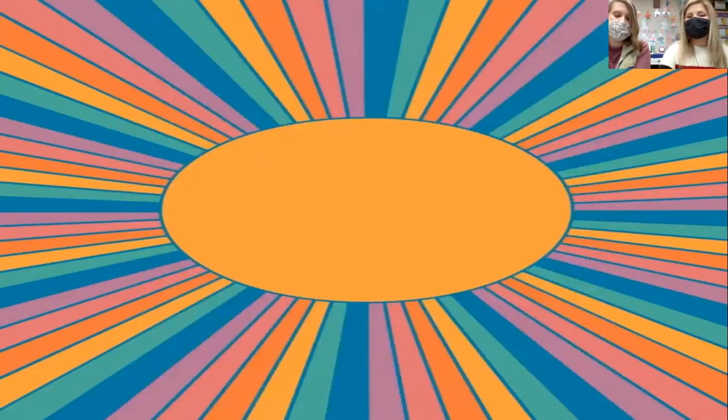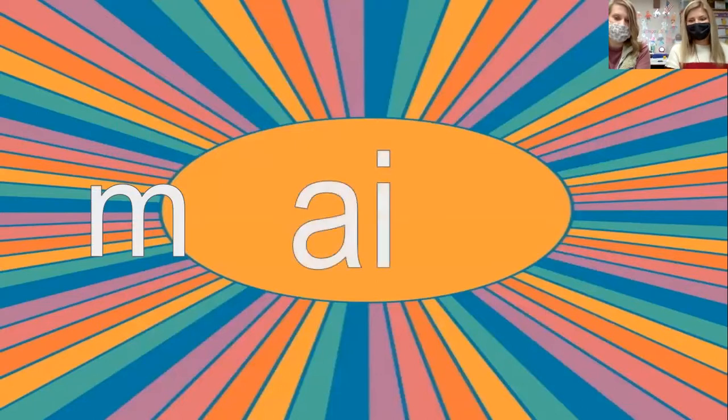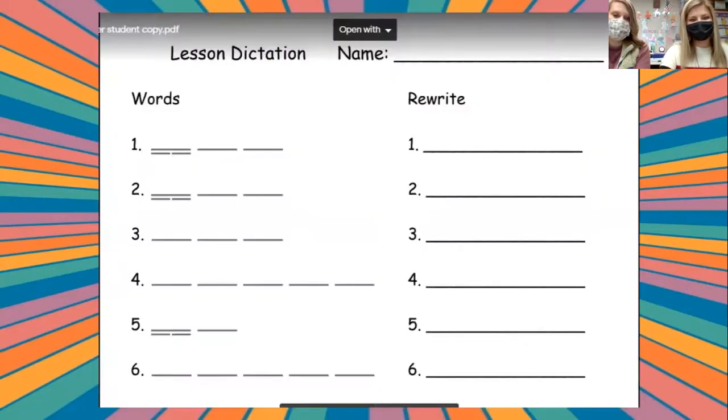And we know that the letter M makes the M sound, like in McDonald's. The next sound we heard was the A sound. It's in the middle of the word, so we're going to use the vowel team A-I. And then our very last sound, just like in snail, was the L sound, and we're going to use the L to make that sound. Go ahead and write this word and rewrite it and pause the video if you need to.